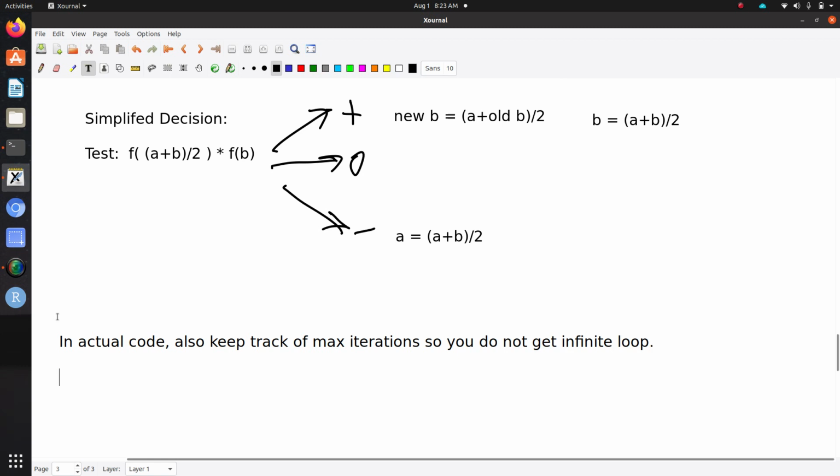So you're going to want to make your function like def bisection. You're going to put in an f, an a, a b, max iterations, and you're going to have some code here, and you're going to want to return an answer.